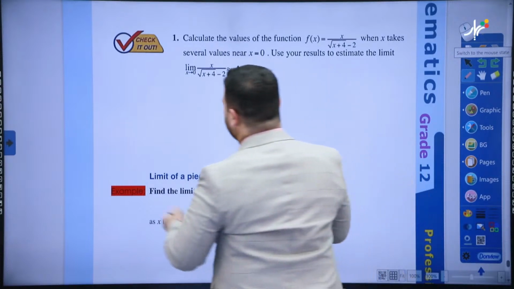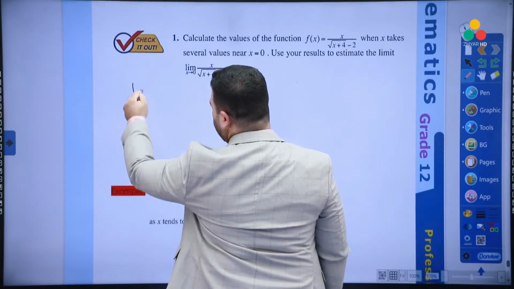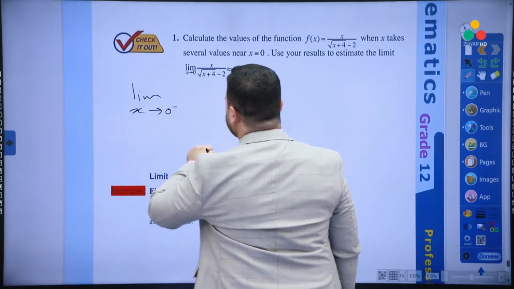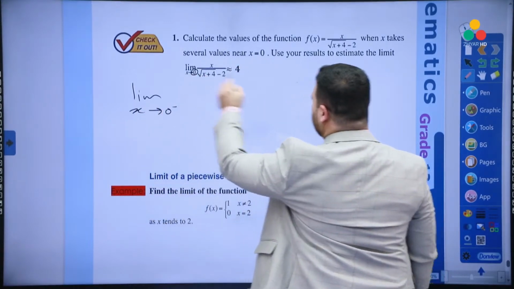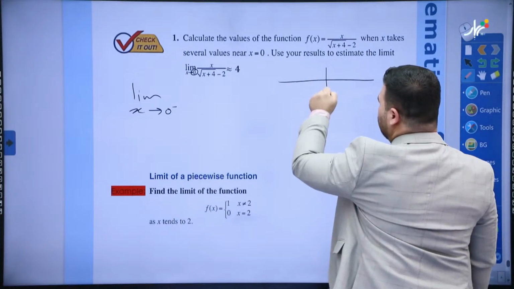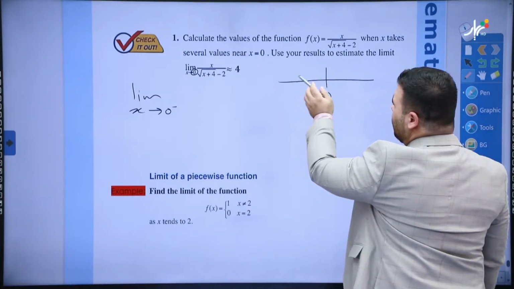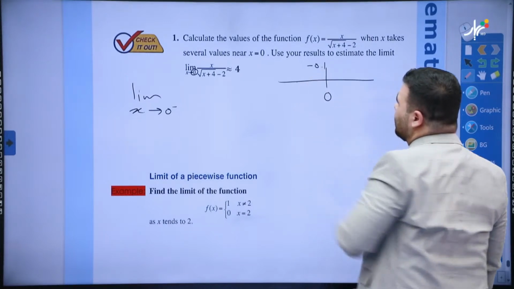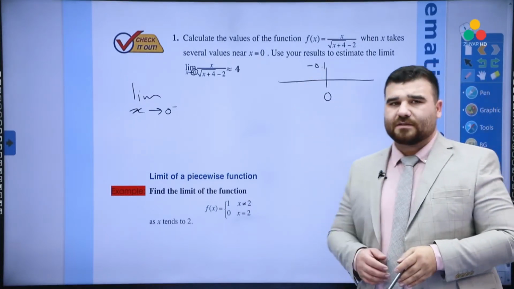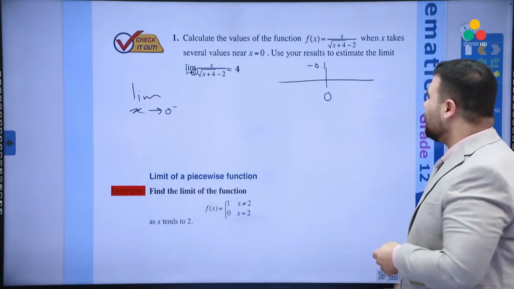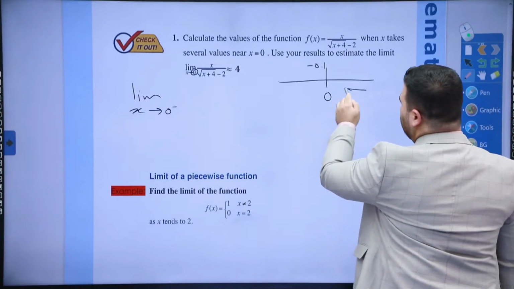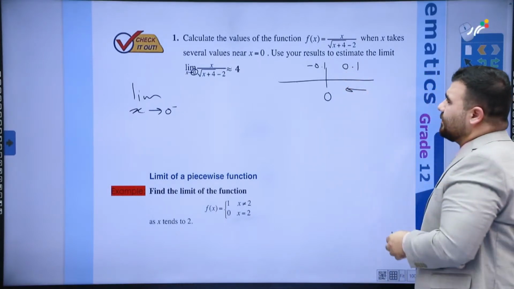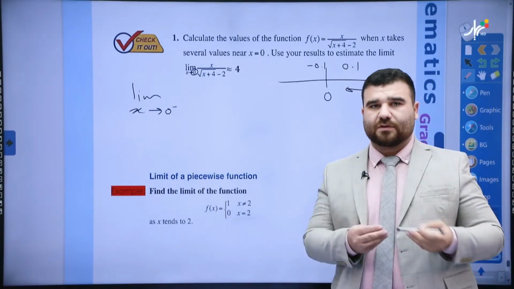A number close to 0, we can say on the left side, limit x approaching 0 on the left side. This one is about 0. If 0, we consider 0 here in the middle. A number on the left side of 0, we can say negative 0.1. That's a very small number and is too close to 0. On the other side, on the right side of 0, we can say 0.1. 0.1 is a very small number that is too close to 0.